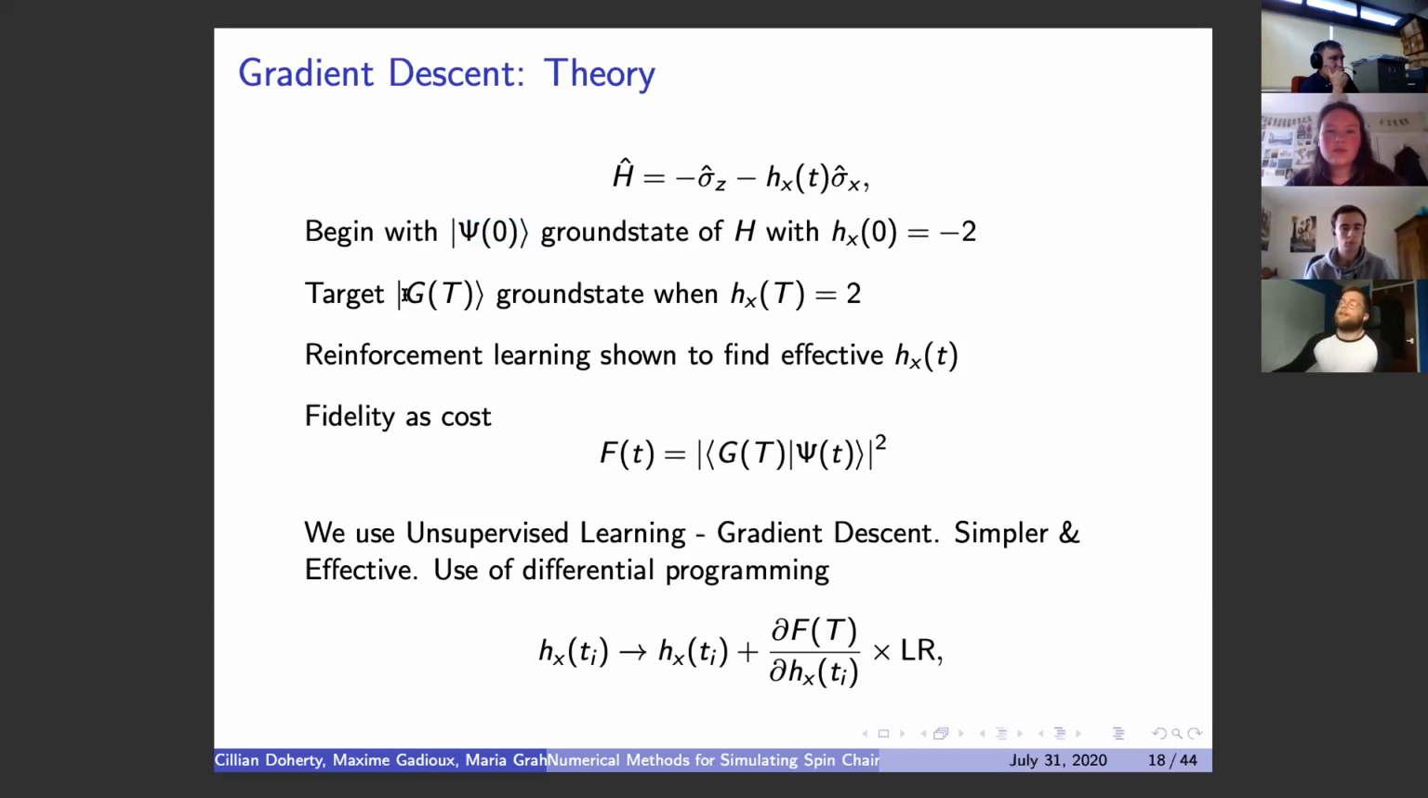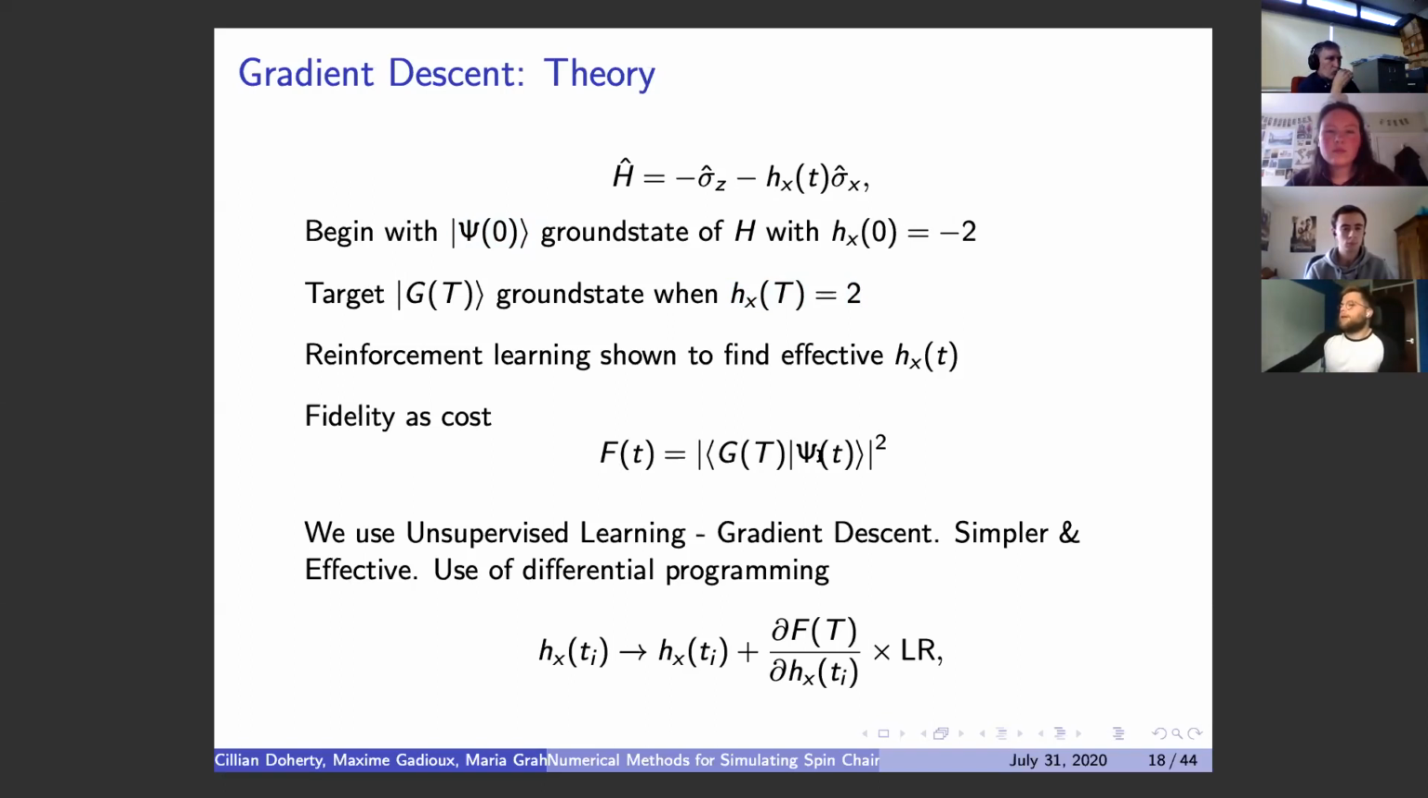And our target state that we want to go to on the other side of the Bloch sphere that you saw in the diagram is the ground state when H of T equals 2, where this is the capital T at the end of the evolution time. So we use the fidelity as our cost function of measuring the effectiveness of the algorithm.